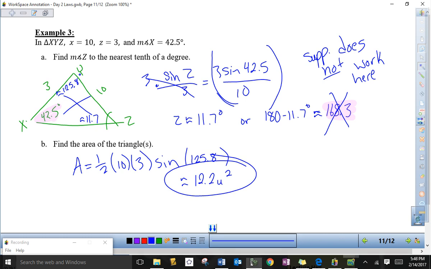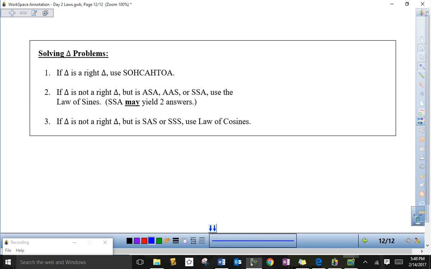So on your homework, what it's going to look like is a bunch of word problems. Okay, they all have to deal with triangles, but you have to decide which method is best to use. Okay, so in general, these are the steps you're going to go through. First, you want to see, is it a right triangle? Because if so, your life is going to be a lot easier because you can use SOHCAHTOA. Okay, SOHCAHTOA is very easy to solve for sides or angles.